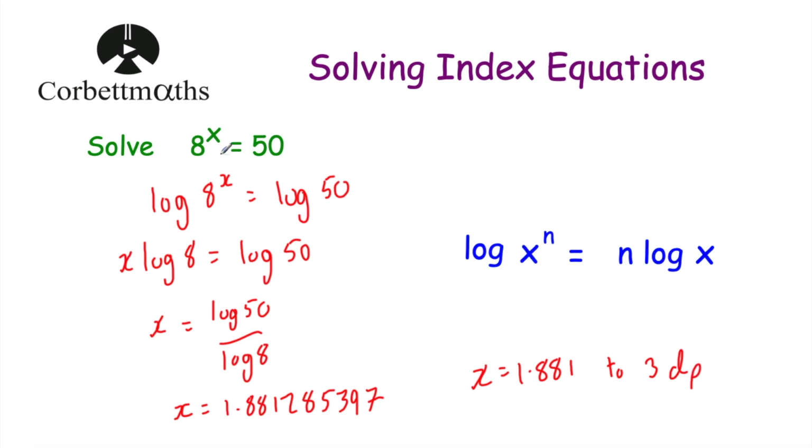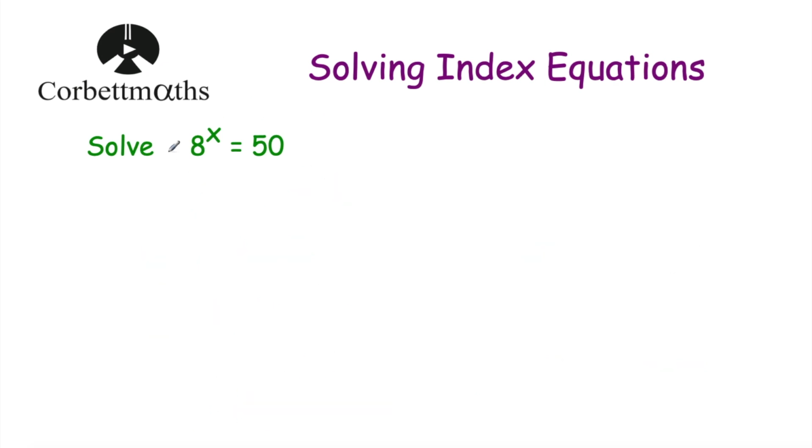So we've solved this equation by taking the logs of both sides, we've brought the power down, and then we've just divided both sides by log 8, and we've worked out that division, and we've found what x is, and that's it. Now, another approach we can use to solve this equation is just to consider the fact that this is an index form and we want to write it as a logarithm.